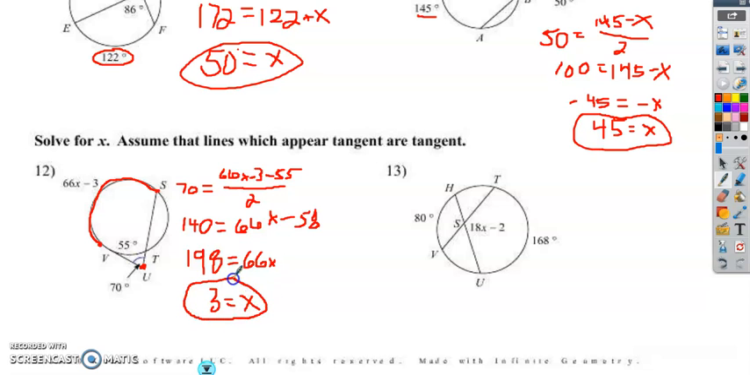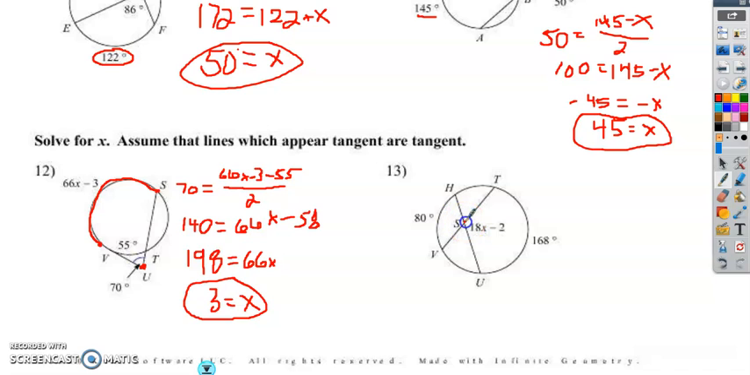All right, now if you're looking to check your work, take the 3 and plug it in right out here. So 66 times 3 gives you 198, minus 3 is 195. This 195 minus this 55 is 140, and then 140 divided by 2, or half of 140, is 70, and that's exactly what it should be. So that checks out really nicely for us.